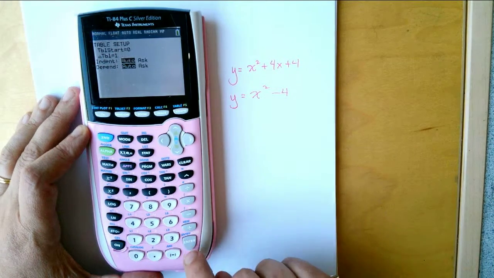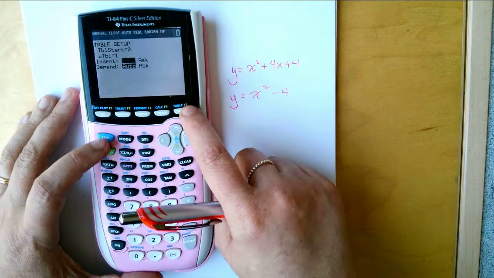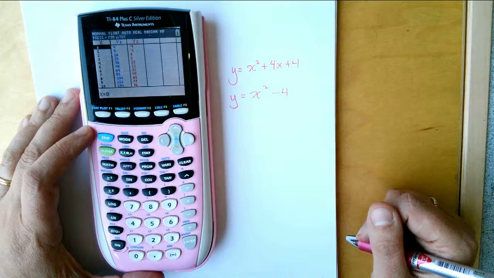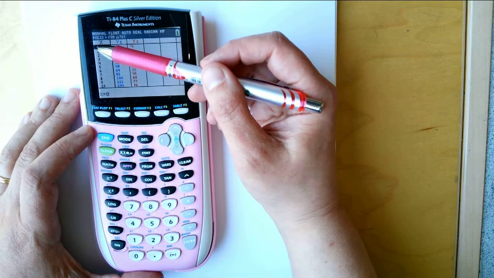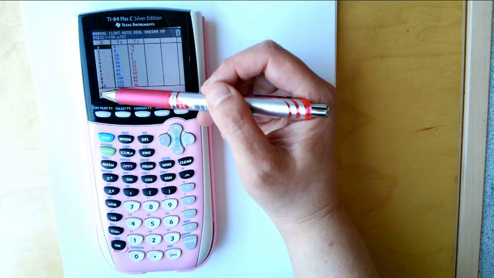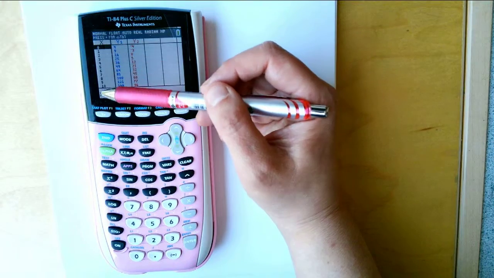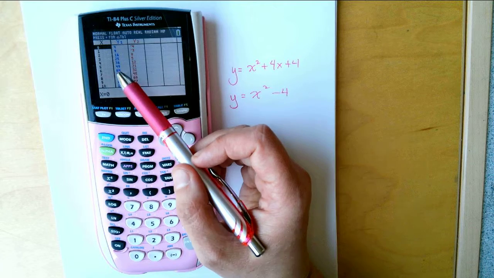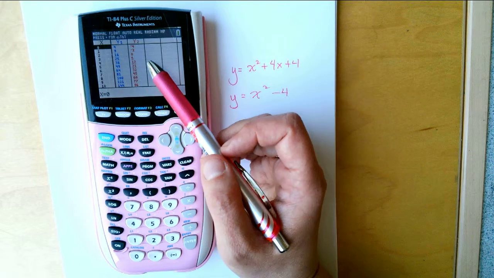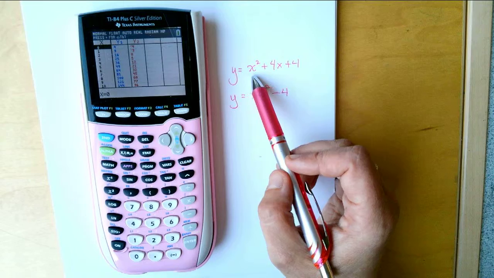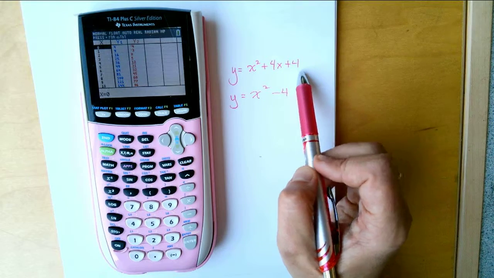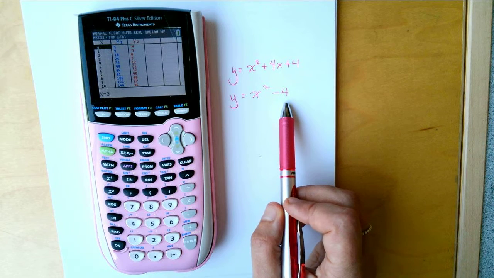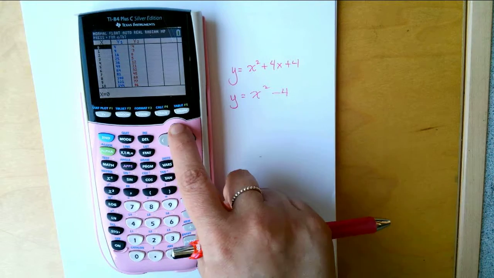So now if I enter through this, I want to go back to the table, second graph gives me the table, and now you can see it's starting at 0 and it's counting by 1, and these two y values are the different y values you get for each of those different equations. So y1 was the x squared plus 4x plus 4, and y2 was the x squared minus 4. And then from there, you can, of course, plot the points.